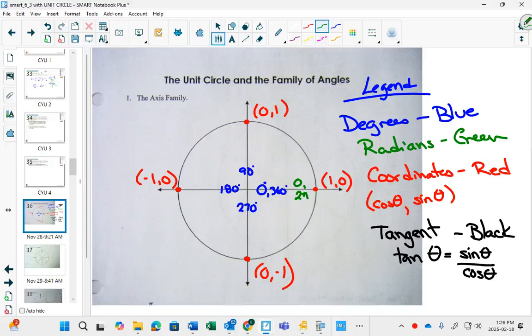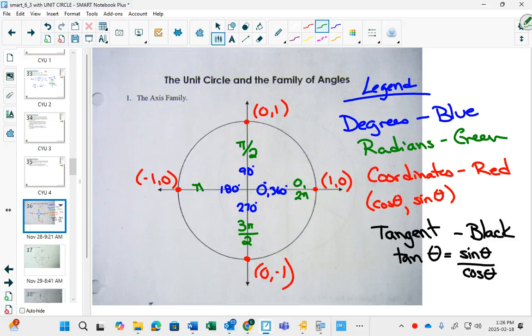Halfway around the circle, if all the way around the circle is 2 pi radians, does it make sense that halfway around the circle would be pi? And 90 degrees, which is half of 180, would be pi divided by 2. And 270 degrees will be 3 pi over 2.